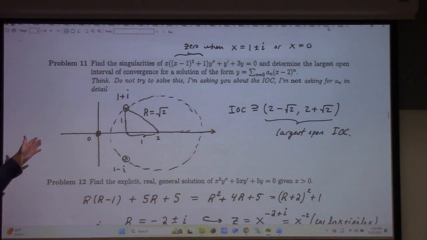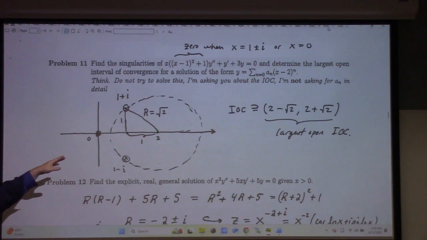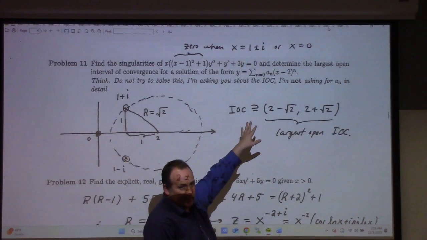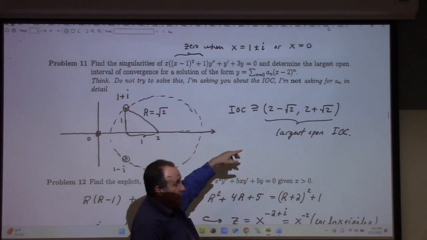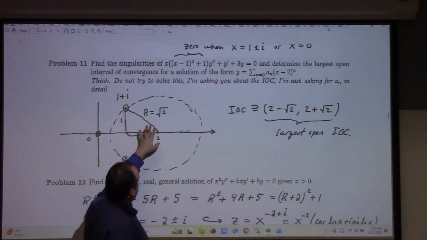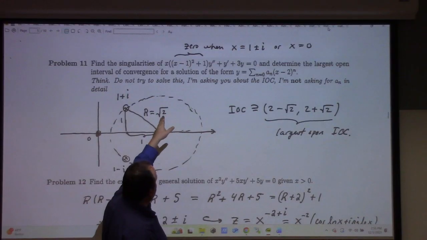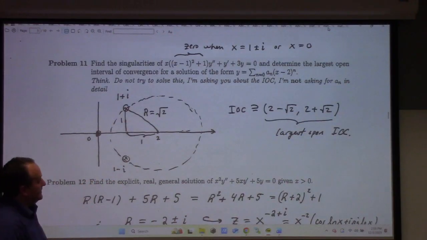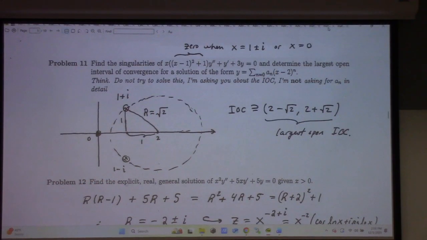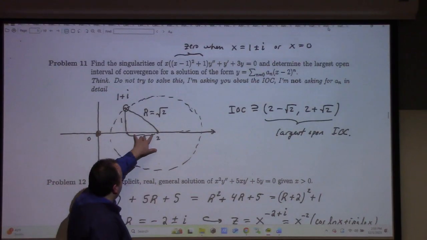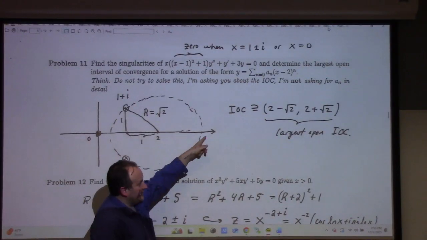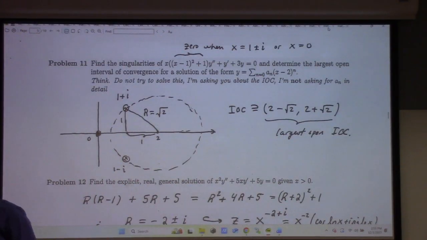Oh, this one here, we were just talking about this, right? So notice here that the solution is centered at 2. That formula means it's centered at 2. So I need to think about relative to 2 where the closest singular points are. It has a singular point at 0 and also at 1 plus or minus i. So I have to think about it in the complex plane. 1 over and 1 up, that's the square root of 2 from that. So I go 2 minus the square root of 2, 2 plus the square root of 2. That's my largest open interval of convergence by the convergence domain theorem.